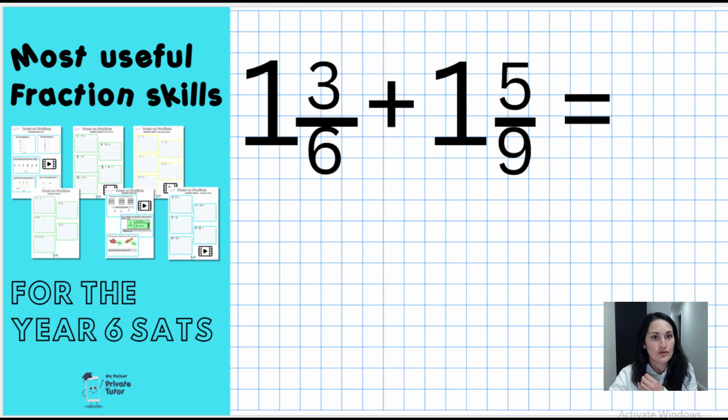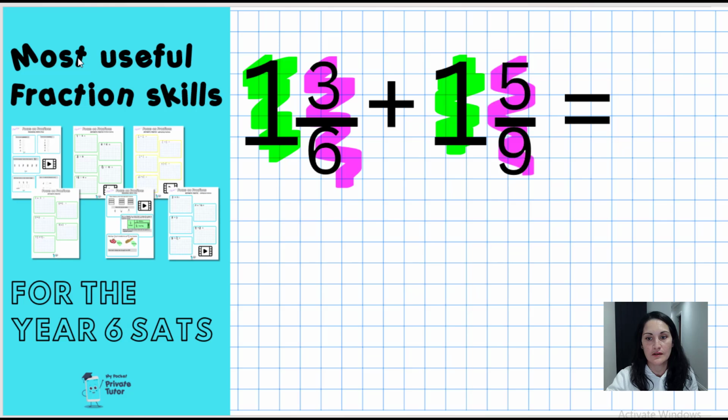So we often get children partitioning our whole number from the fraction and then doing each bit separately. So 1 plus 1, and then 3/6 plus 5/9. Okay, so I'm going to rush through without explaining too much of the methods for each part. I'm just going to show you why this sometimes leads to common errors. So we've got our 1 plus 1, which is 2, and then our 3/6 plus 5/9, assuming that the child knows how to change these to equivalent fractions. Your 3/6 is going to be 9/18, and your 5/9 is going to be 10/18.